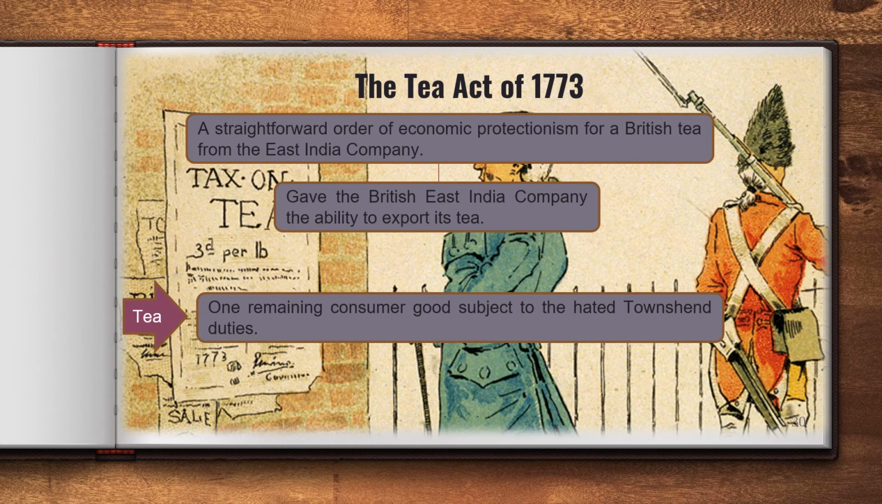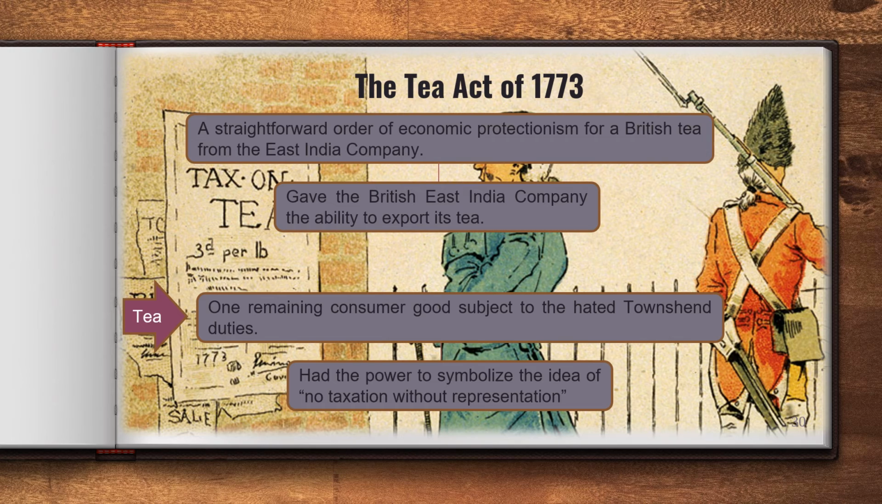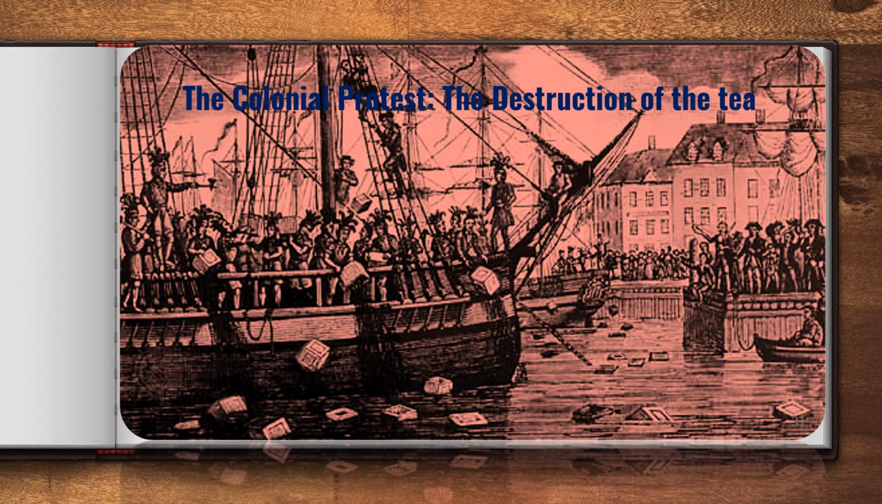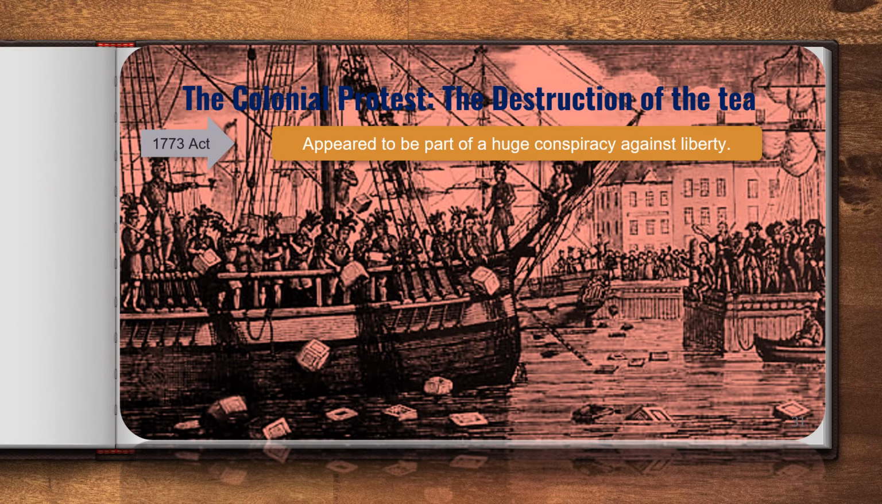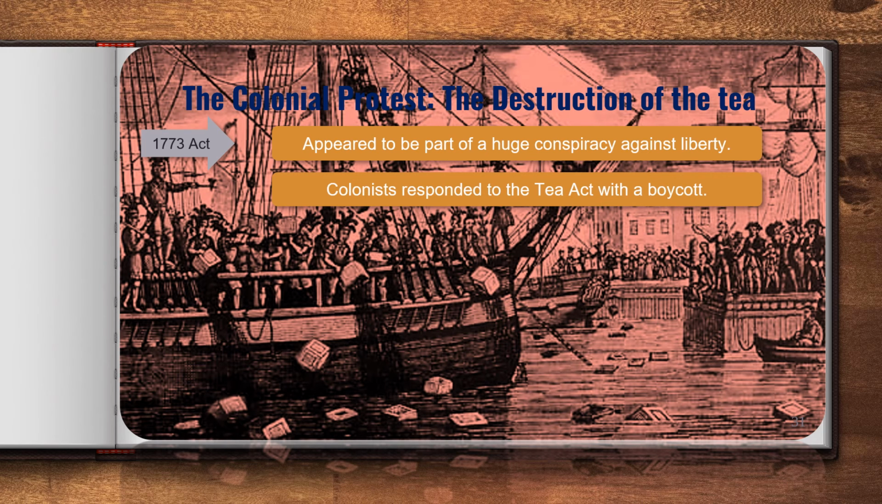Then, the tea is one remaining consumer good subject to the hated Townshend duties. And furthermore, the tea also symbolized the idea of no taxation without representation. The 1773 Act appeared to be part of a huge conspiracy against liberty. Then colonies responded to the Tea Act with a boycott.